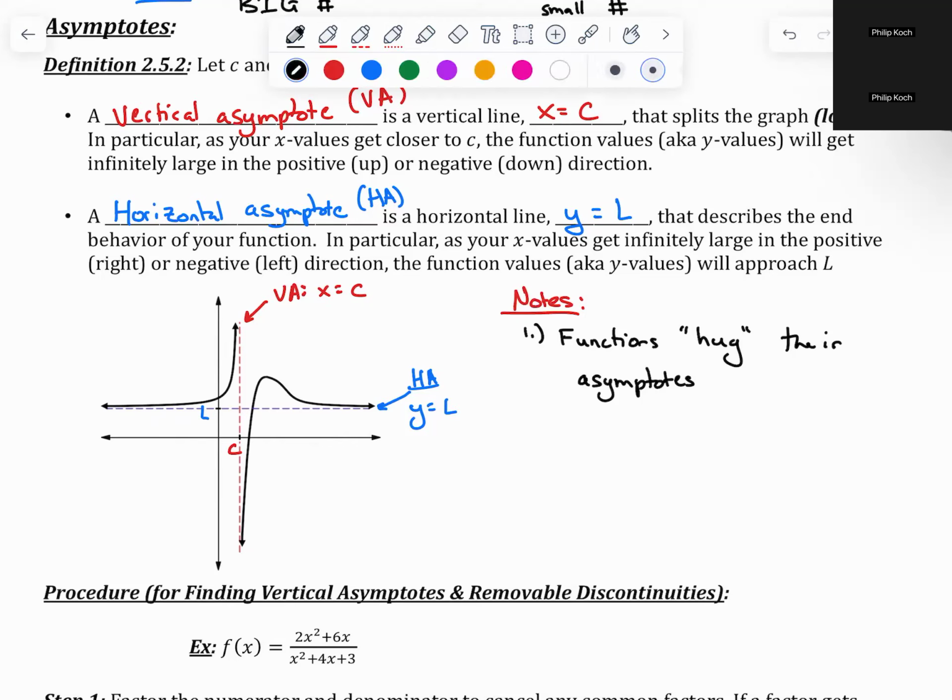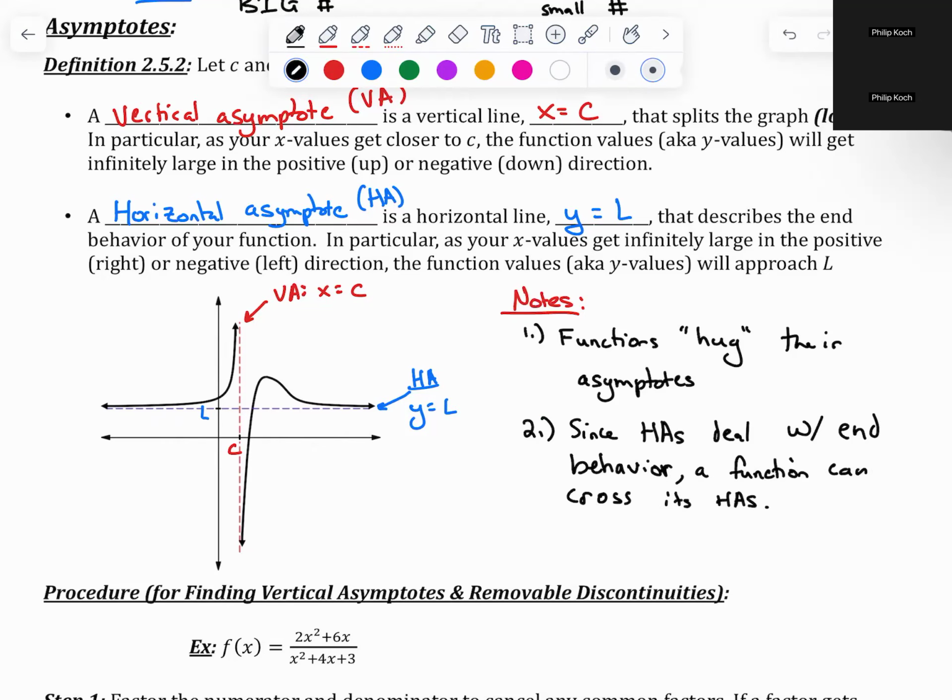That's how they work. They are tendencies of your y values. The other thing is that since HAs deal with end behavior, a function can cross its HAs. But a function cannot cross a VA. Let's write that down and then we'll explain what's going on here.